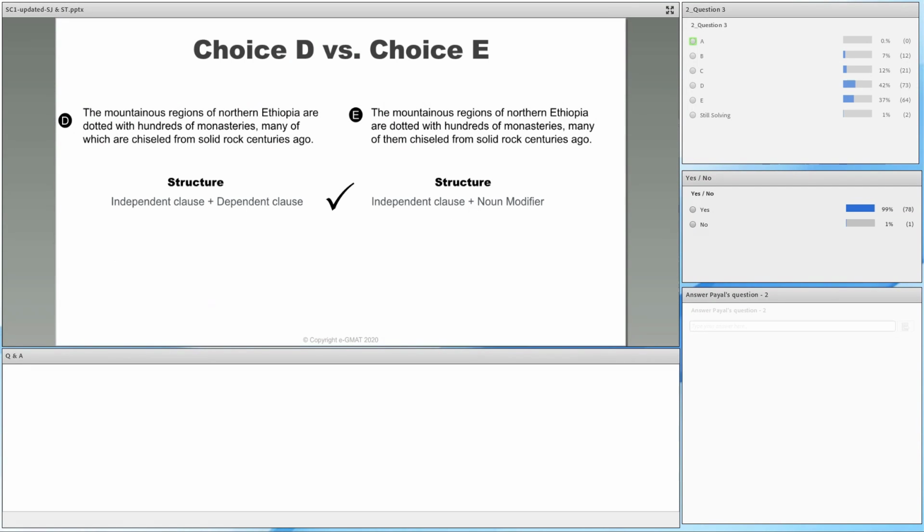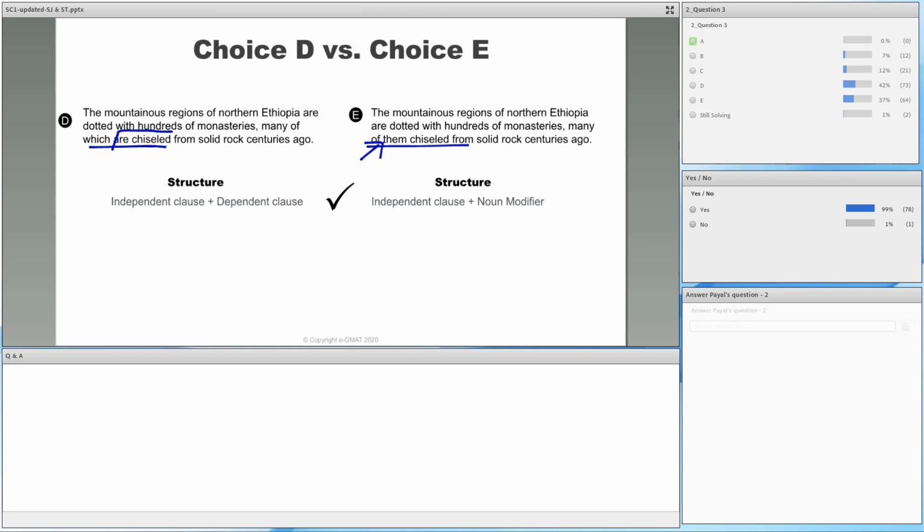All right. I just have one slide on the structure of the sentence, because many of the students do think about it. Now, many of which are chiseled and many of them chiseled: one with the verb, another one without the verb. Both the structures, the way they have been used in the sentence, are correct.